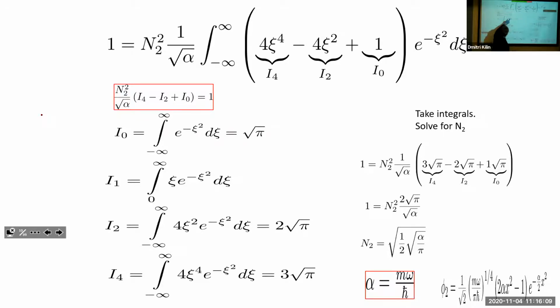So one chops this integral into 3: zeroth order square root of pi, first order we do not care because it is not coming here. And then second order 2 square roots of pi, fourth order 3 square roots of pi, and one adds and subtracts, one gets what is needed, and then one solves for m2 and gets the square root, right? Okay.